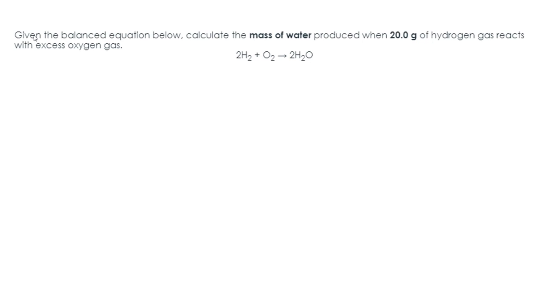Here are answers for review quiz question number 12. So we need to figure out the mass of water produced when 20 grams of hydrogen gas reacts with excess oxygen. We have a balanced equation, so we don't have to write one. That's nice. Our given is here, our 20 grams of hydrogen gas. Our wanted is here, mass of water.